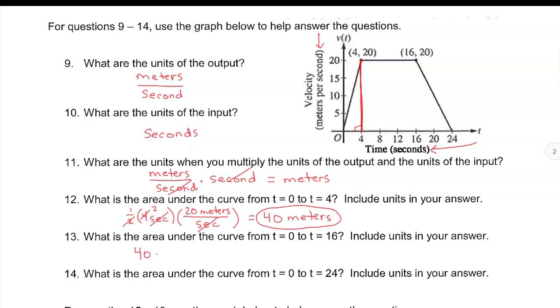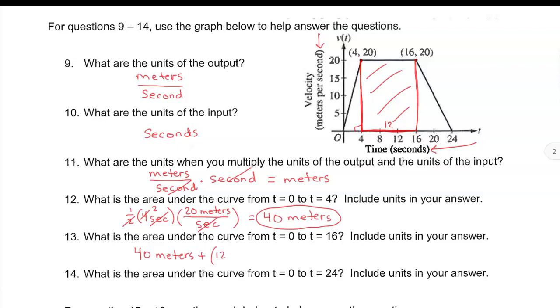I'll start with the 40 meters and add on the area from t equals 4 to t equals 16. I'm going to draw a vertical segment at t equals 16. That creates a rectangle in the middle here. So I'm going to do area as base times height. The rectangle goes from 4 to 16, so it has a base of 12. The base is 12 seconds.